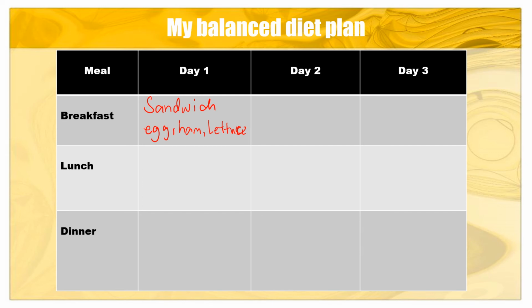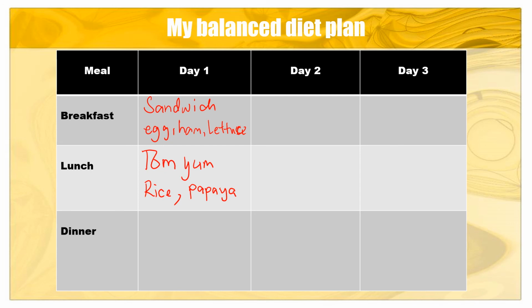Now for lunch, I'm thinking I'll have some tom yum with rice and papaya for my fruit. Now that's a balanced meal, right? Because I have carbohydrates from the rice, I have protein and some sort of vegetable, maybe mushroom, from tom yum, and I can also have some vitamins and minerals from the papaya.